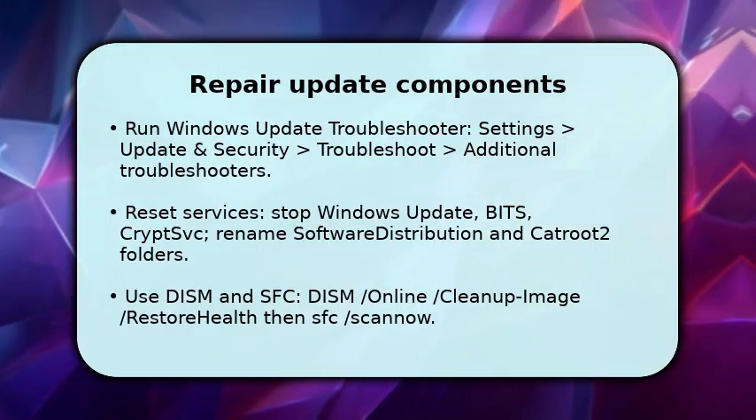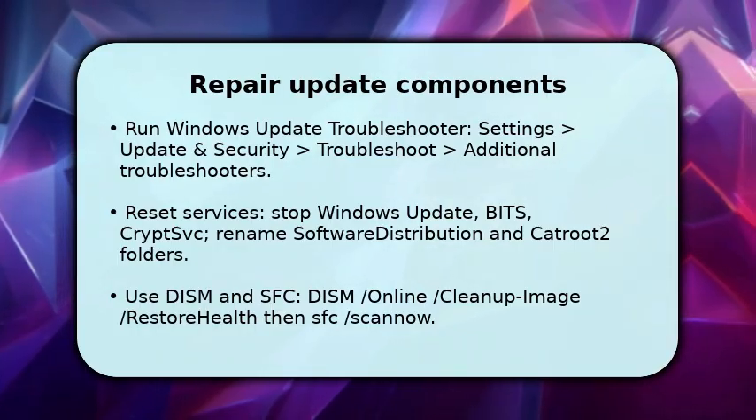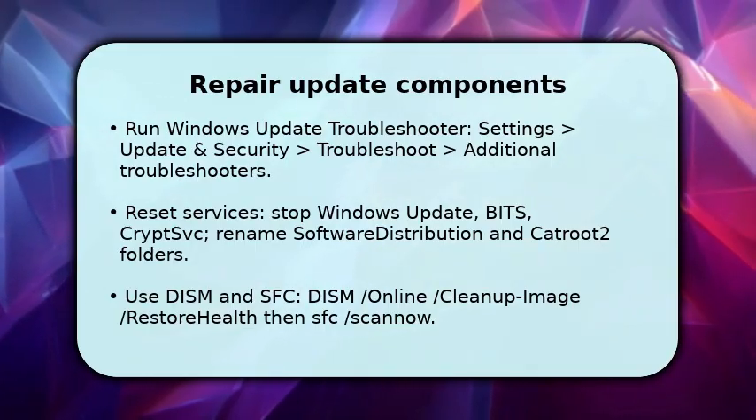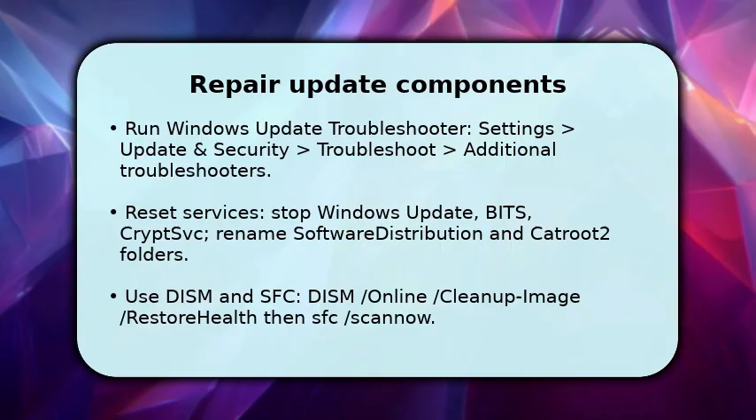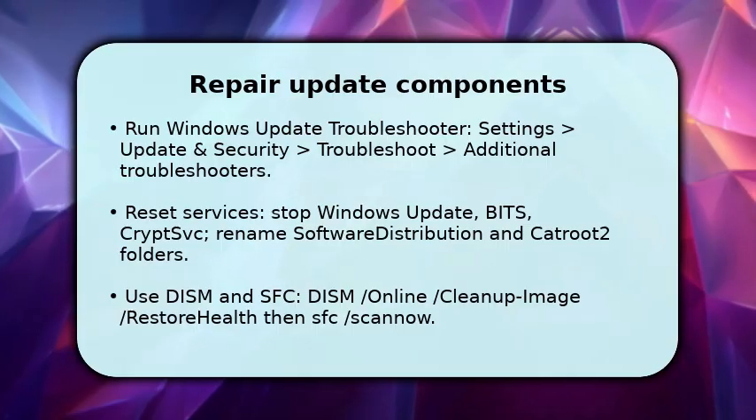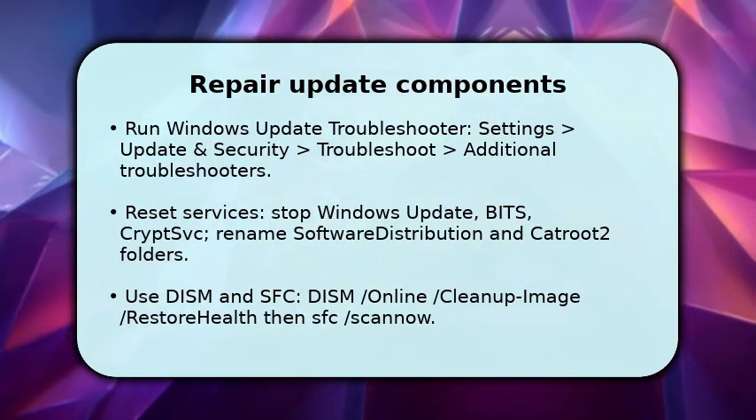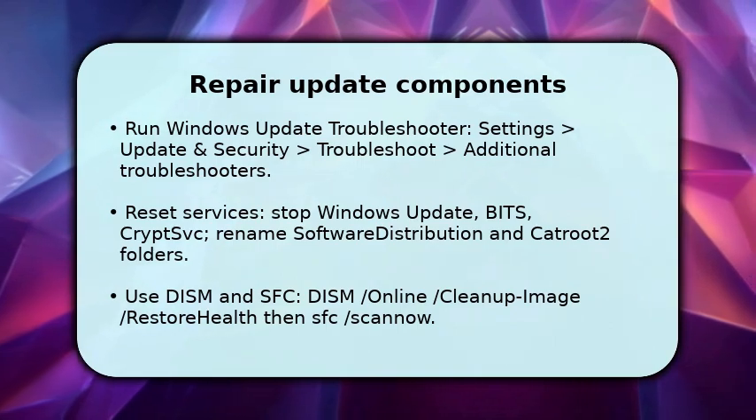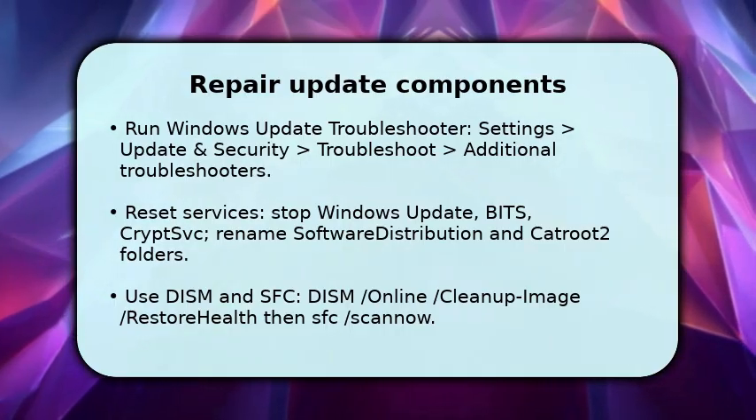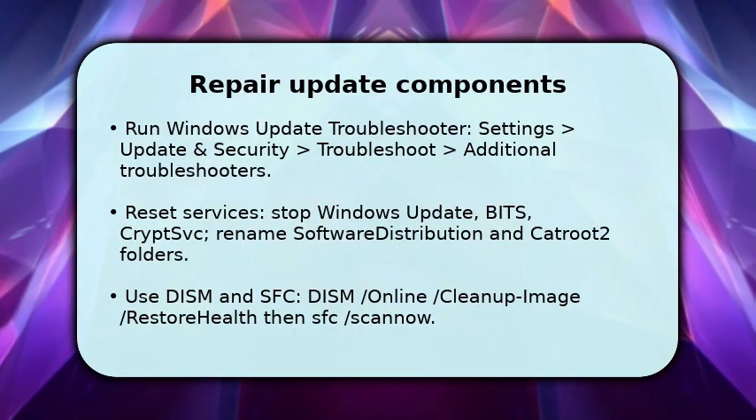If that doesn't fix it, open an elevated command prompt and stop Windows Update, BITS and Cryptographic services, then rename SoftwareDistribution and catroot2 folders to force fresh cache rebuilds. After restarting services, run DISM /online /cleanup-image /restorehealth to repair image corruption, then sfc /scannow to fix system files. These steps clear component corruption that often triggers the missing security and quality error.